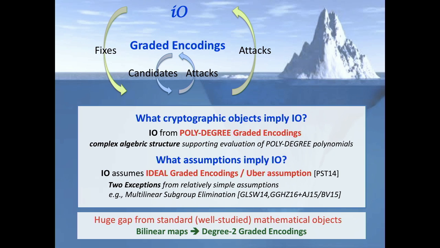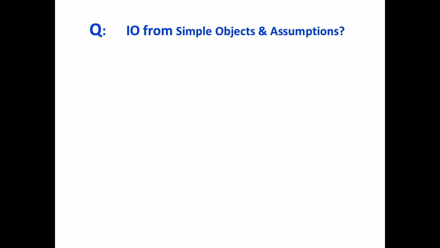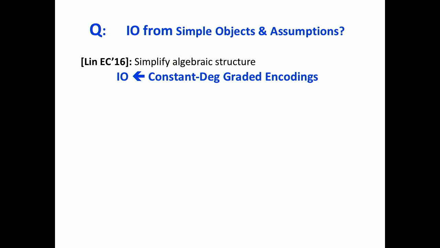Okay? So all in all, there's currently a huge gap from what we know can imply I/O to the more standard tools that we use in cryptography. For example, degree 2 graded encodings. There are bilinear maps, which do exist and have been used extensively. So motivated by this gap, the question that we focus on asking is: can we build I/O from simple objects and assumptions? Okay. And it turns out there has already been some progress.